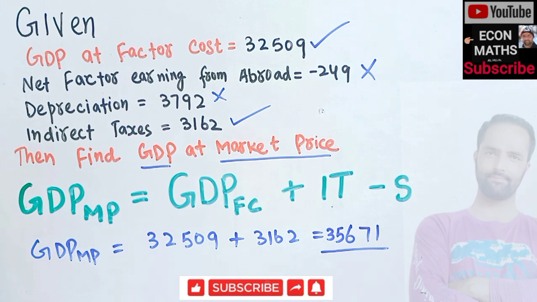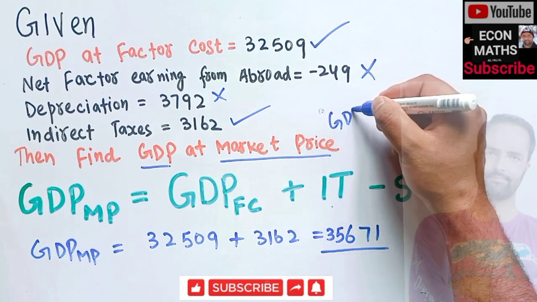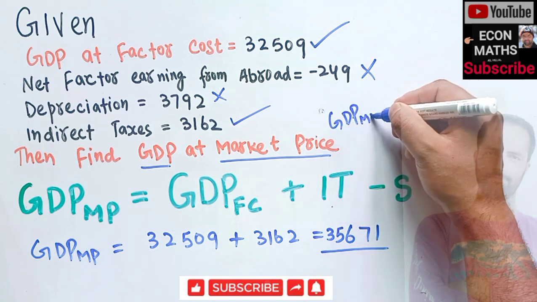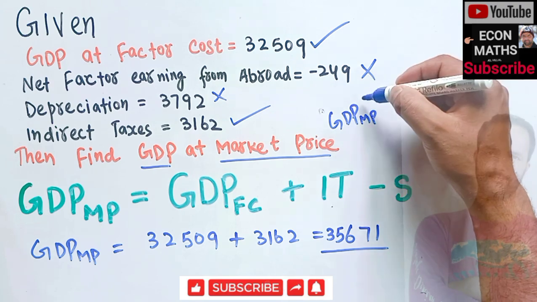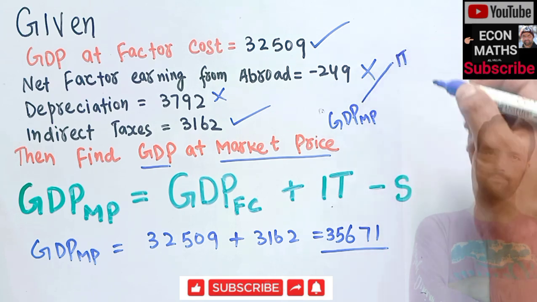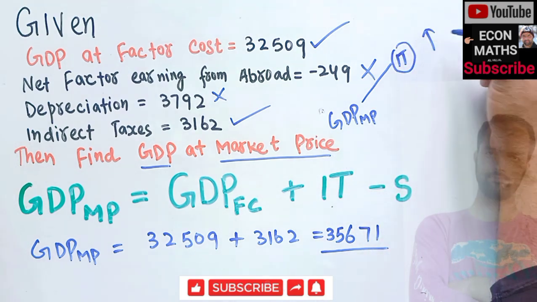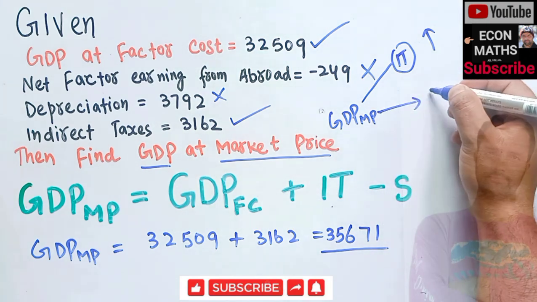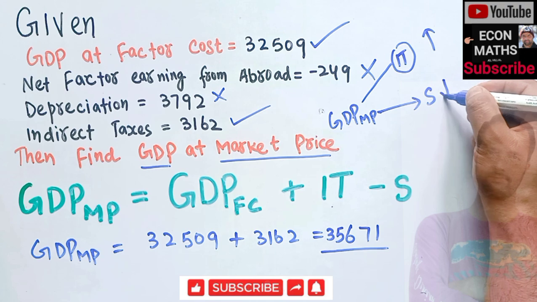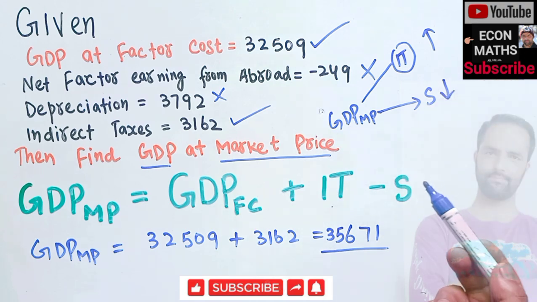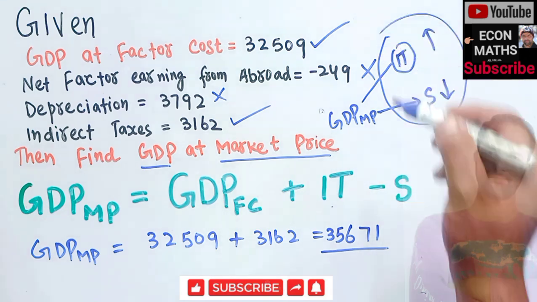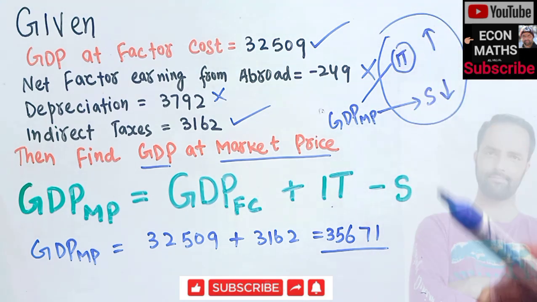Okay, so GDP at market price is affected by two variables, you can see. GDP at market price is affected by the indirect taxes, which tend to increase the price. So indirect taxes will increase the price of a product, let us say. And then we have the subsidies, and they tend to decrease the price of the product. Together these two, when we add the indirect taxes and subtract the subsidies, we get the GDP at market price. I hope I make myself clear.